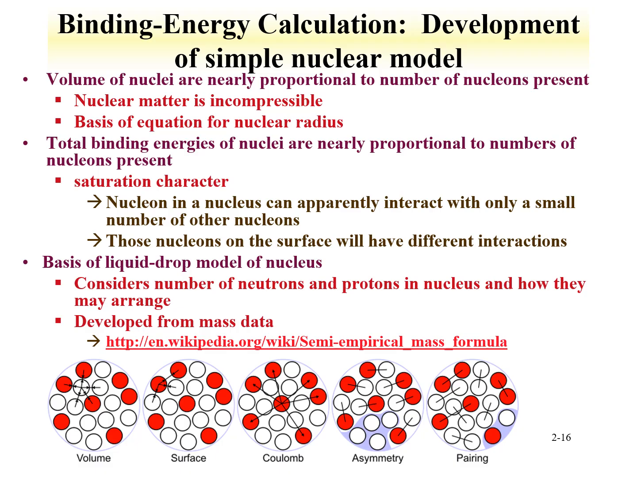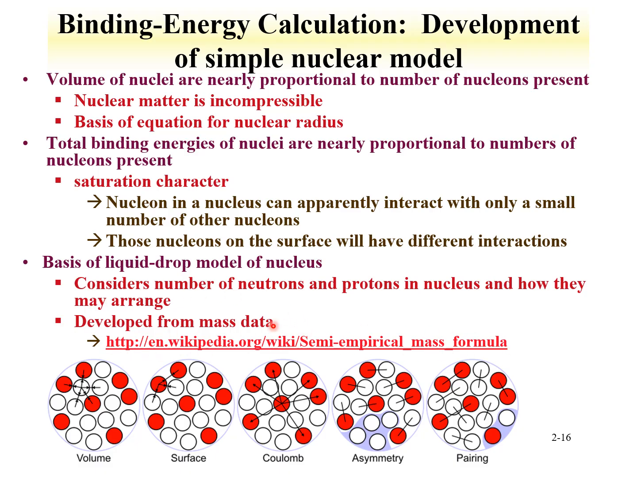Nucleons that are saturated, that have other nucleons around them, will have a different characteristic than those on the surface, because the surface nucleons don't have other nucleons around them at the surface. So we'll need to consider that term. All these together is the basis of the liquid drop model. It considers the number of protons and neutrons in a nucleus, how they may arrange and interact, and if we're going to talk about the liquid drop model of the nucleus, we tend to think spherical. And this is all developed from mass data, and you can get some information from this web link here.